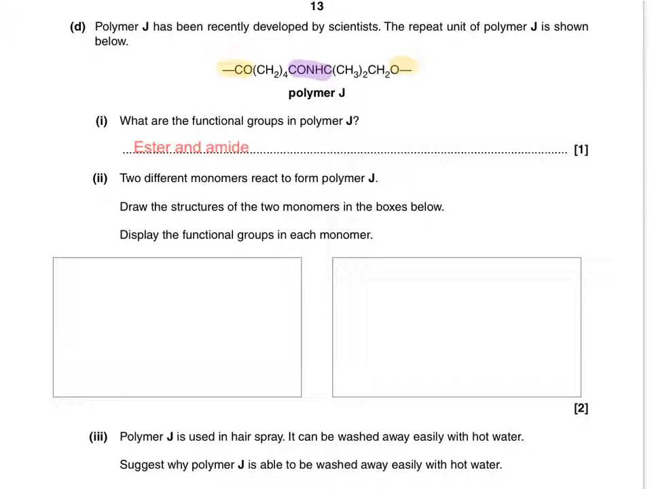Okay, so then it says 2 different monomers react to form polymer J. And it says draw the structure of the 2 monomers, so it's obviously going to be a diol and also an amino acid. Sorry, a dicarboxylic acid on the one hand and an amino acid on the other. So all you have to do is take the number of carbons that are present and use them to deduce the type of molecule we're looking at.